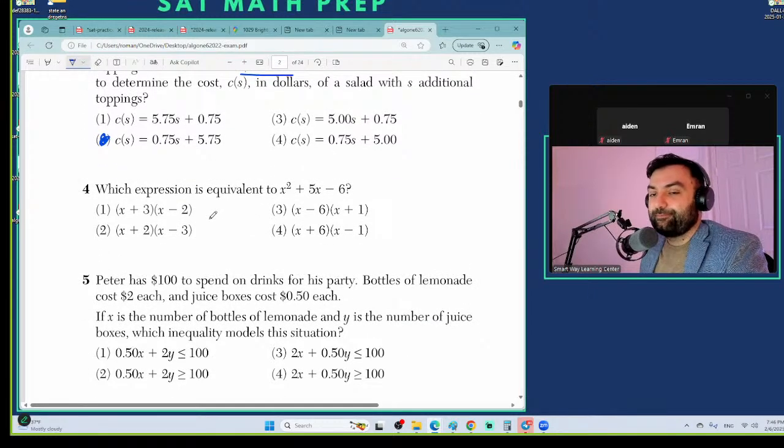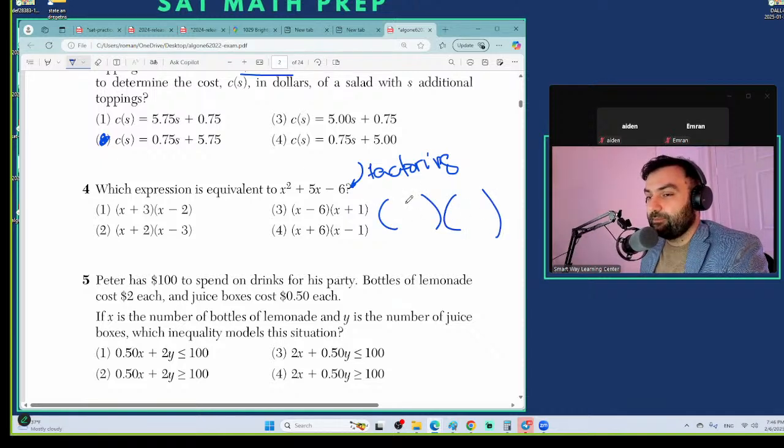All right. Which expression is equivalent to this quadratic function? For this, you just need to know your theory. You need to know what's called factoring. So how do you factor that? We have to find two numbers that multiply to the last value, the C value, and at the same time, the same two numbers must add up to the B value. So what are these two numbers?